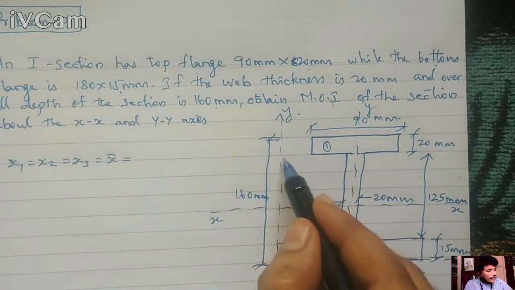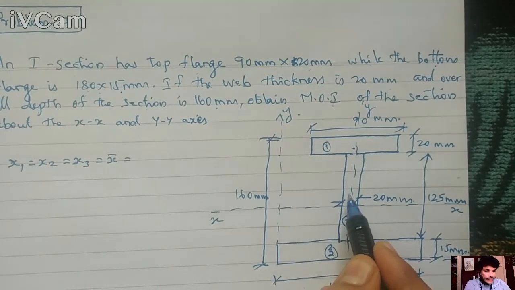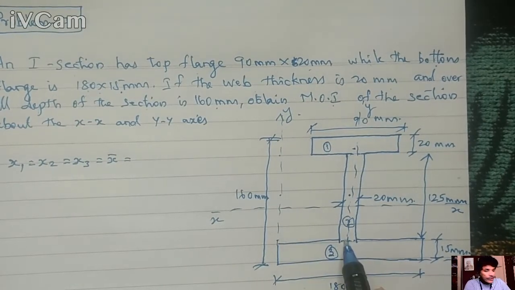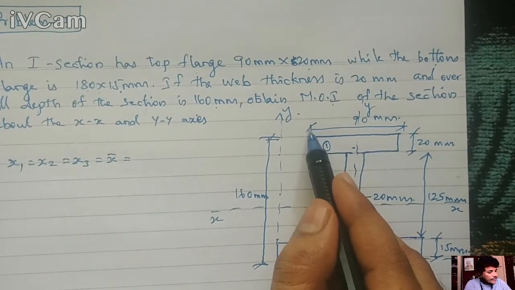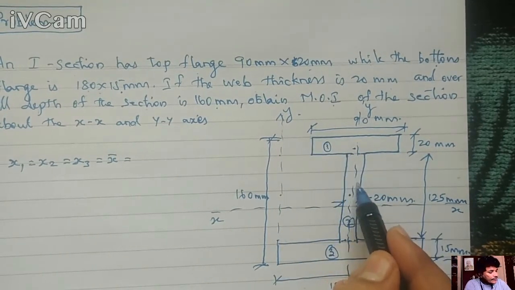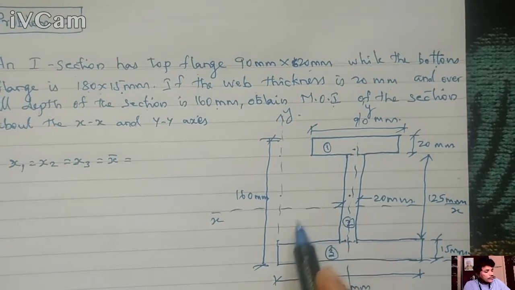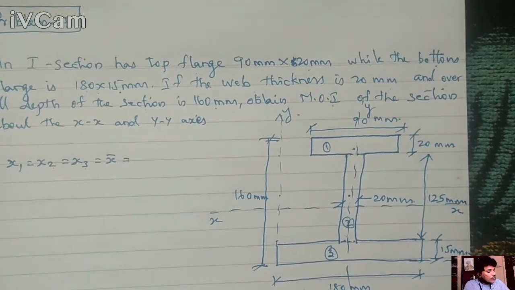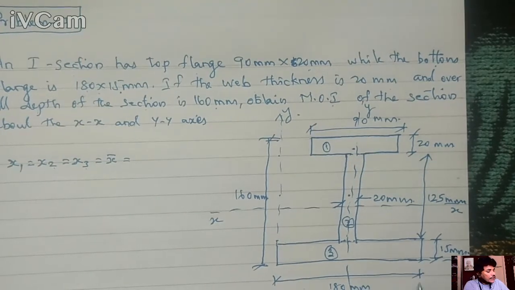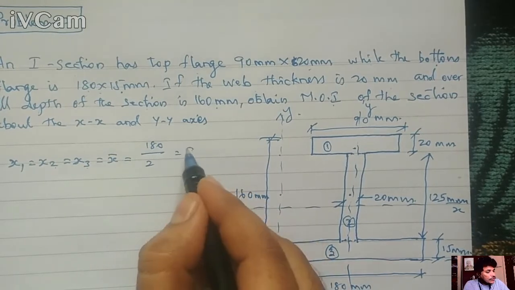Because you are taking from the extreme left the first section centroid, from the extreme left the second section centroid, and from the extreme left the third section. Please don't take the first section from here, the second section from here and the third section from somewhere else. That is not right; you need to take a common reference line. So x1, x2, x3, x bar equal to 180 by 2. The total width is 180 mm. That is 180 divided by 2, which is equal to 90 mm.